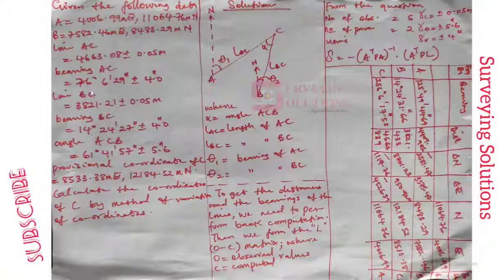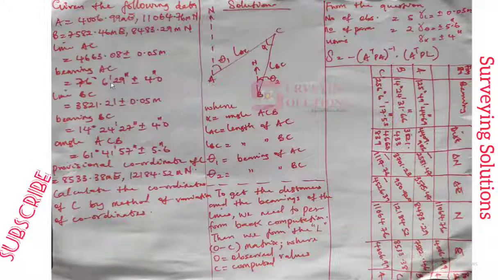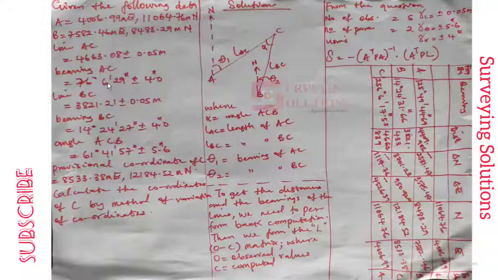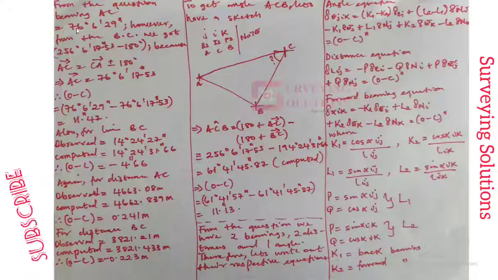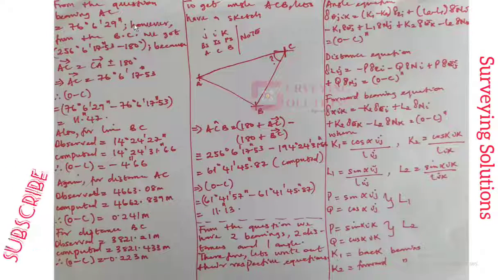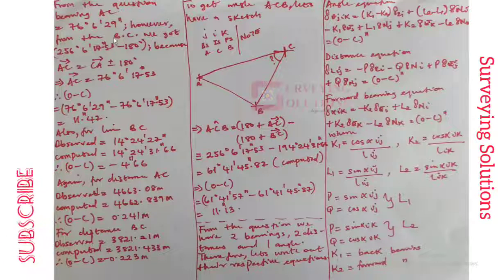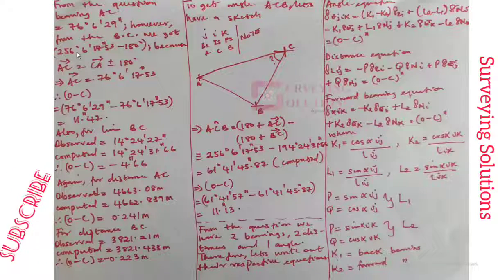Good. So now you can see the bearing of AC given to us is 76 degrees 6 minutes 29 seconds. Now let's go back. From the question, the bearing AC given to us is 76 degrees 6 minutes 29 seconds. However, from the back computation, we got 256 degrees 6 minutes 17.53 seconds, minus 180.